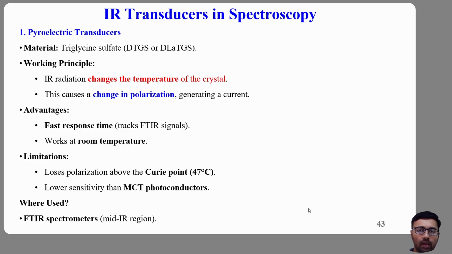However, there is an important limitation. If the detector temperature rises above its Curie point, approximately 47 degrees Celsius, the material loses its polarization, and once polarization disappears, the detector stops functioning properly.